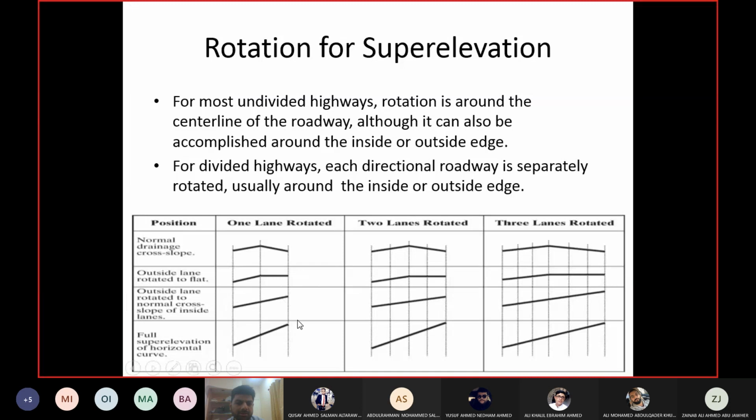This is the stage from 0 to full super elevation. This is super elevation runoff, and this part is what we call tangent runout, when the cross slope is changing from normal to flat for the outside lane.